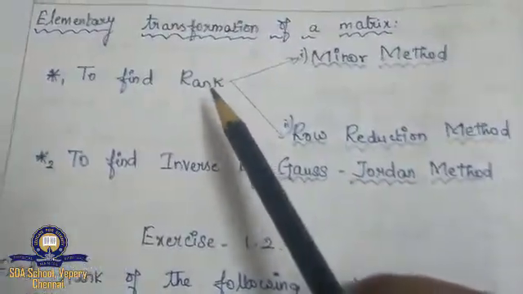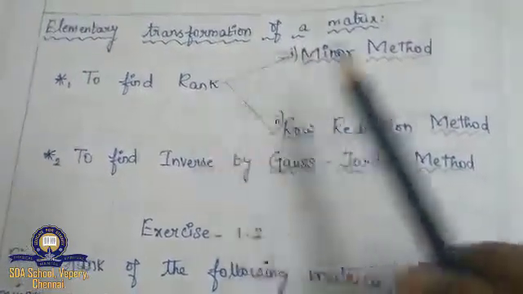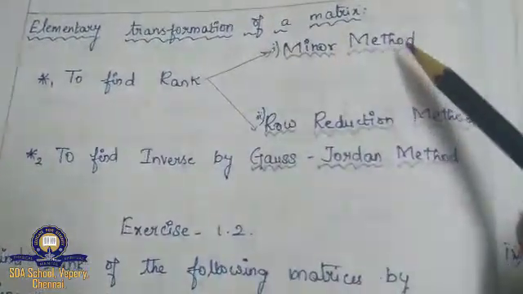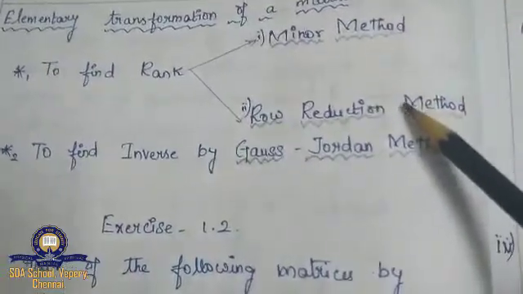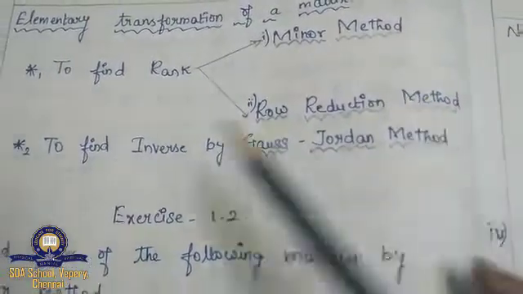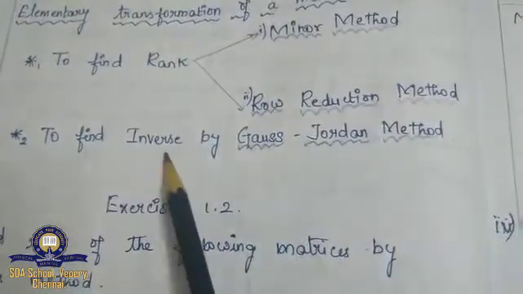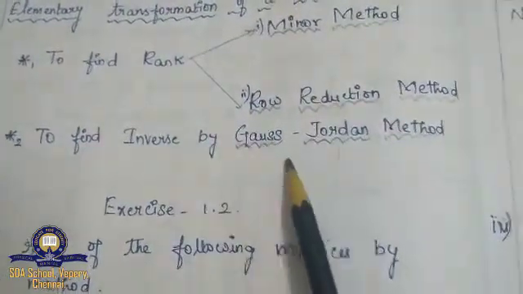We're going to find the rank of a matrix by 2 methods. First method is minor method and second method is row reduction method. And second part is to find inverse value by Gauss-Jordan method.